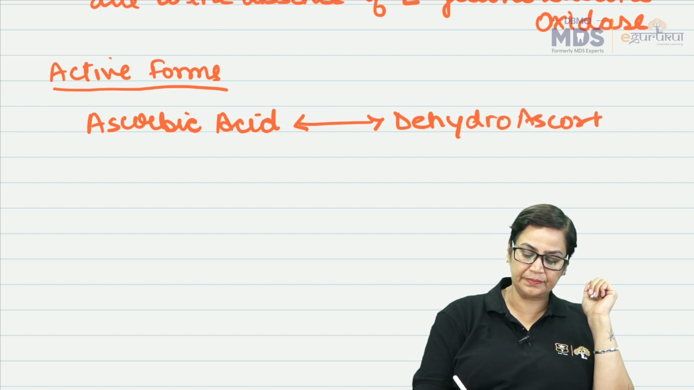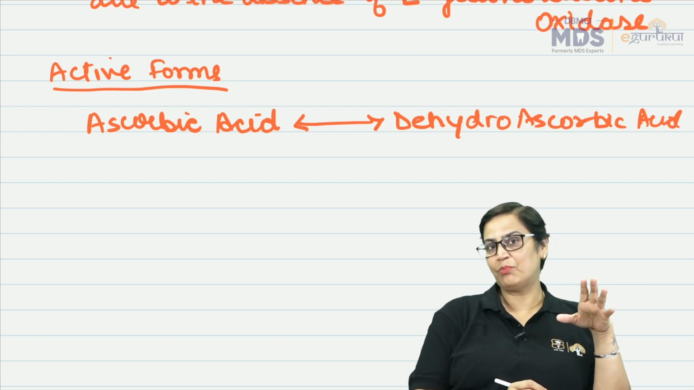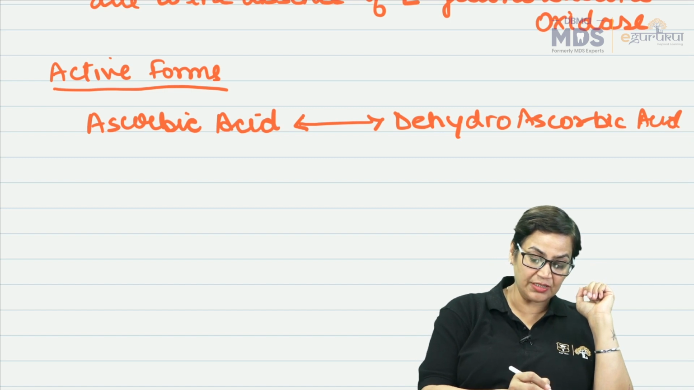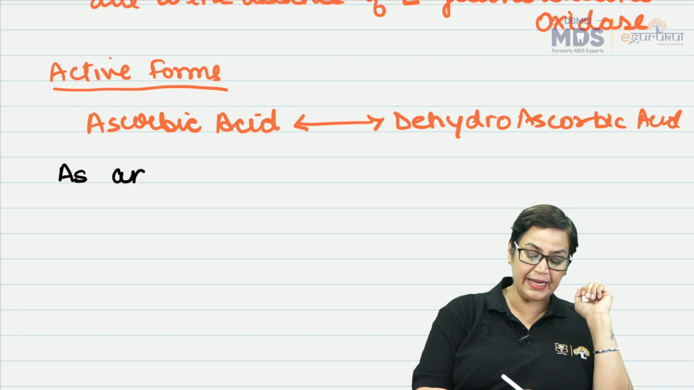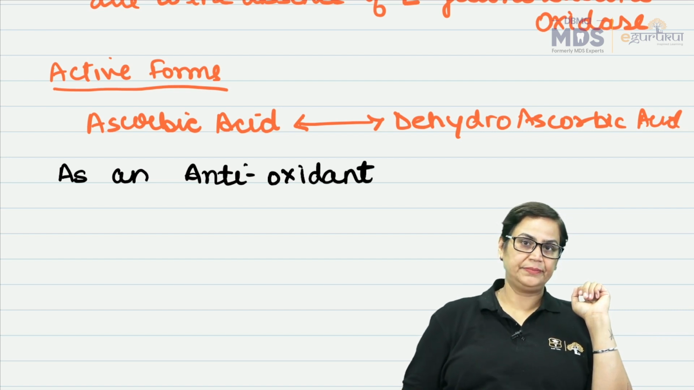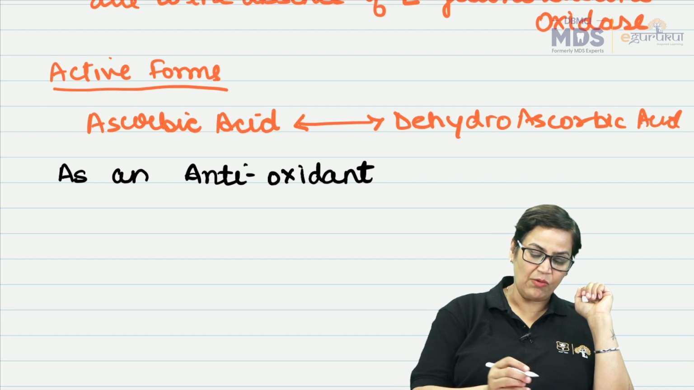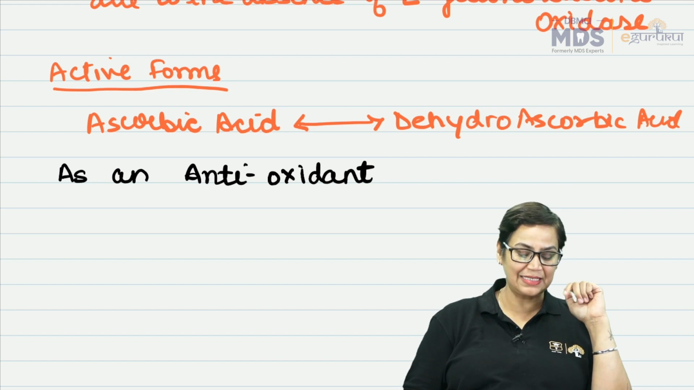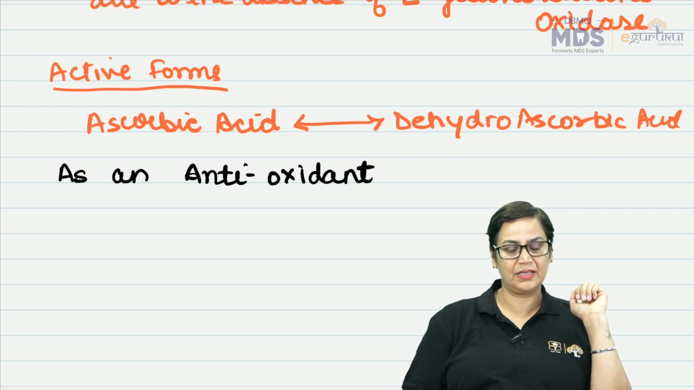Dehydroascorbic acid. Right? So the most important function is that it functions as an antioxidant. Now we will see what are the biochemical functions or the reactions catalyzed by this ascorbic acid.